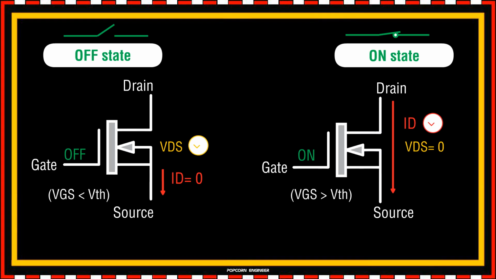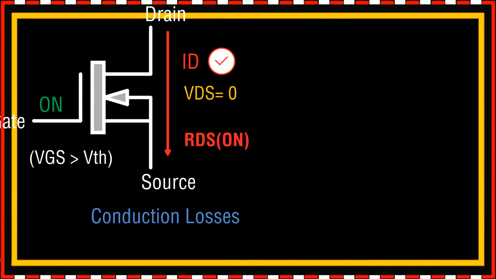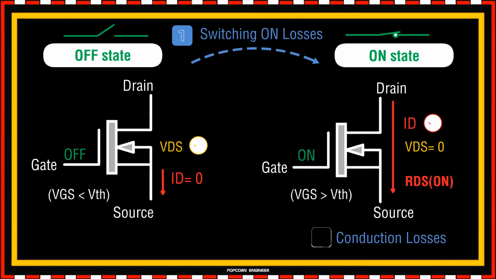Let's take a quick look at the different types of power losses in a MOSFET. Assume that the MOSFET is already in the off state and we need to turn it on. There will be losses during switching on the MOSFET. So every time a MOSFET is switched on, some energy is dissipated in this process, and that's the first type of losses. Now the MOSFET is already on. There will be losses during the conduction phase, and the path between drain and source is a resistance called RDS on. And this is the second type of losses.